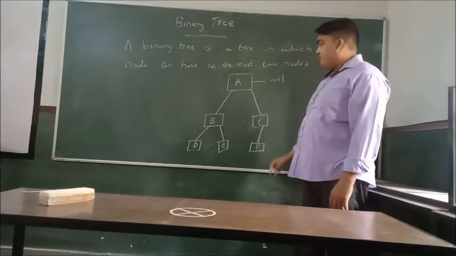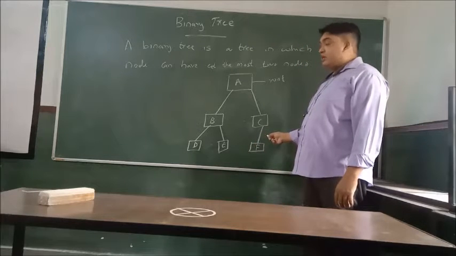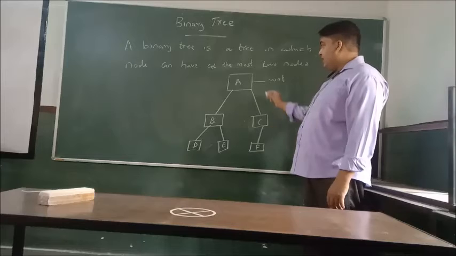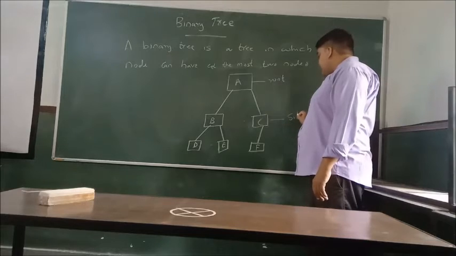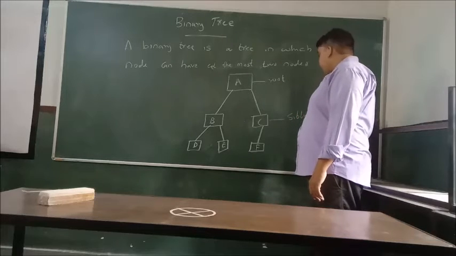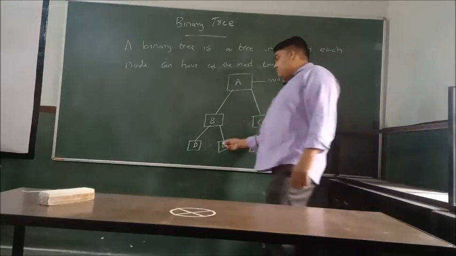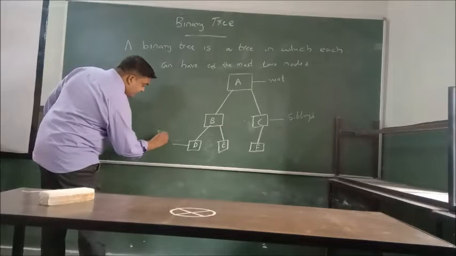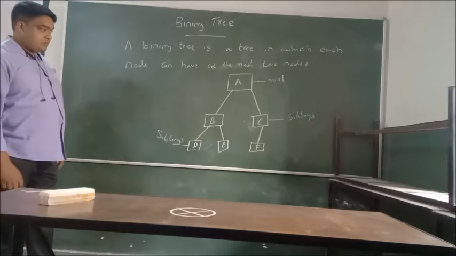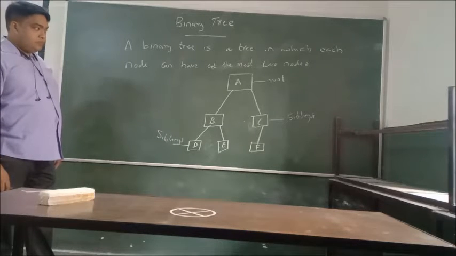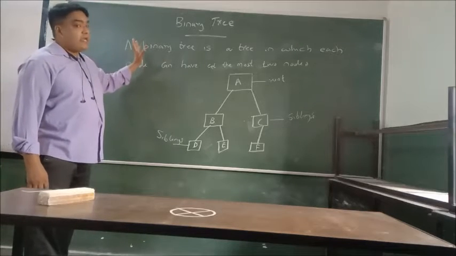D, E and F, we call them the leaves. The end nodes are called the leaves. Right? A is the root. B and C are the children, so we can also call B and C siblings. I am telling all these things just to revise what we learned in the last class. D and E are also siblings. So we can say this is an example of a binary tree.